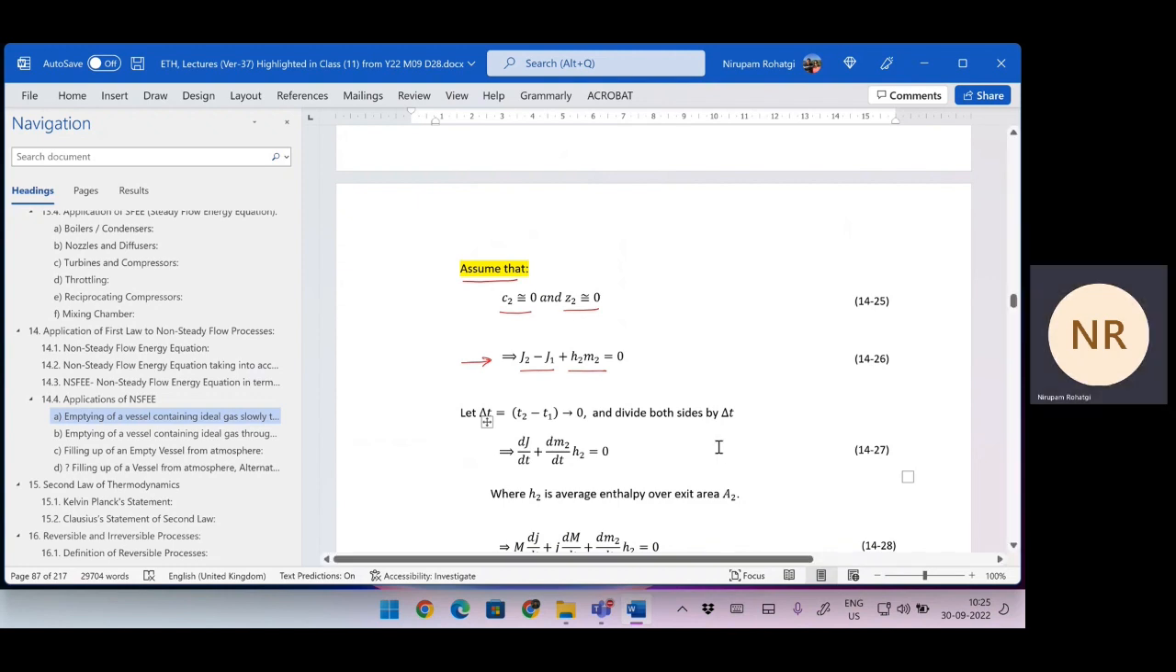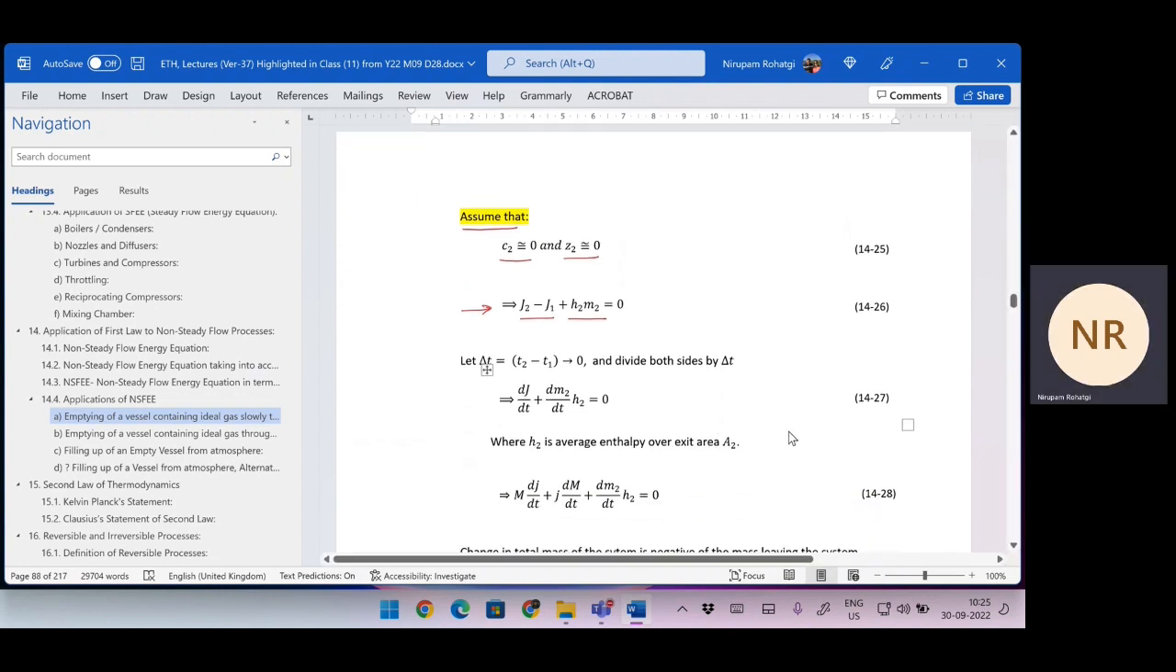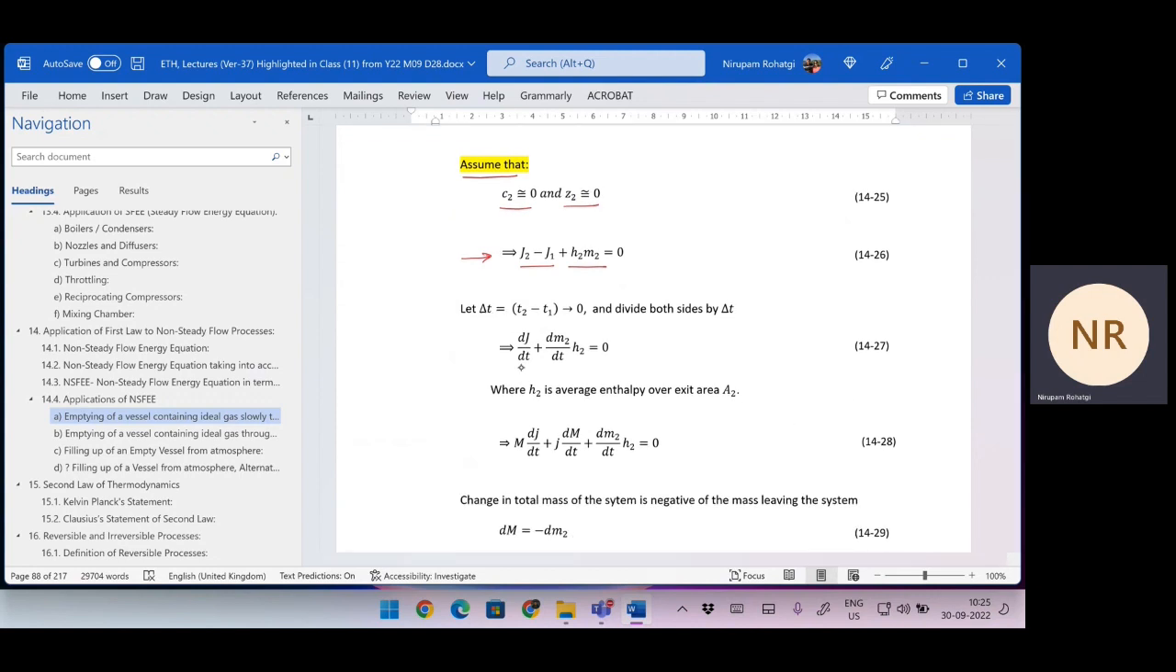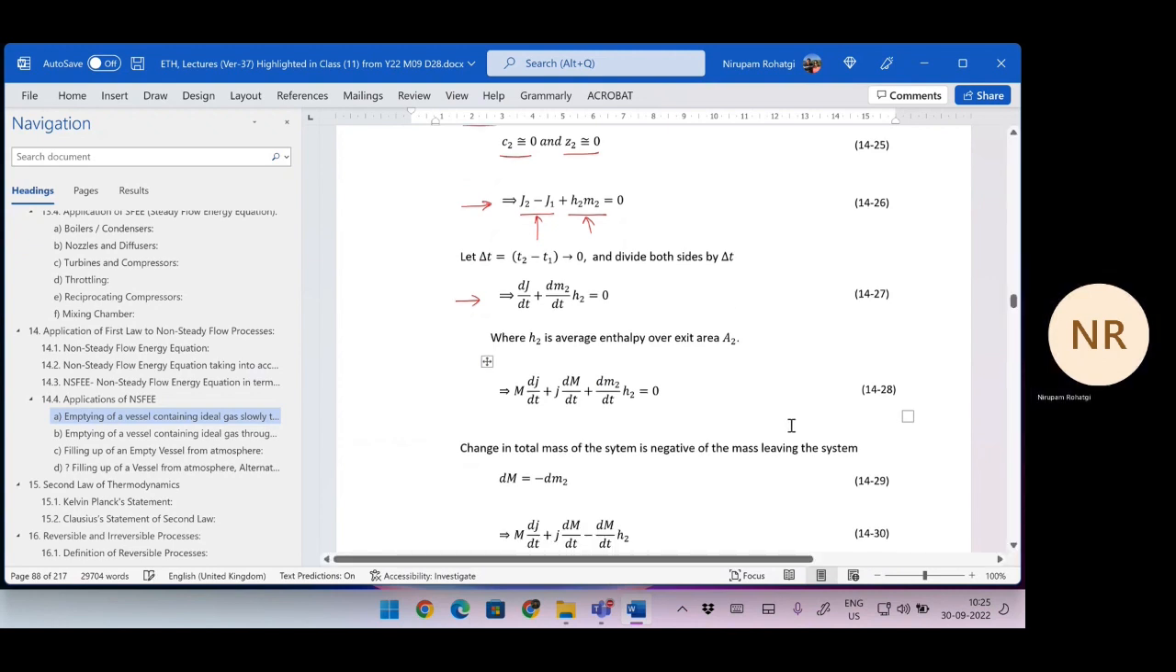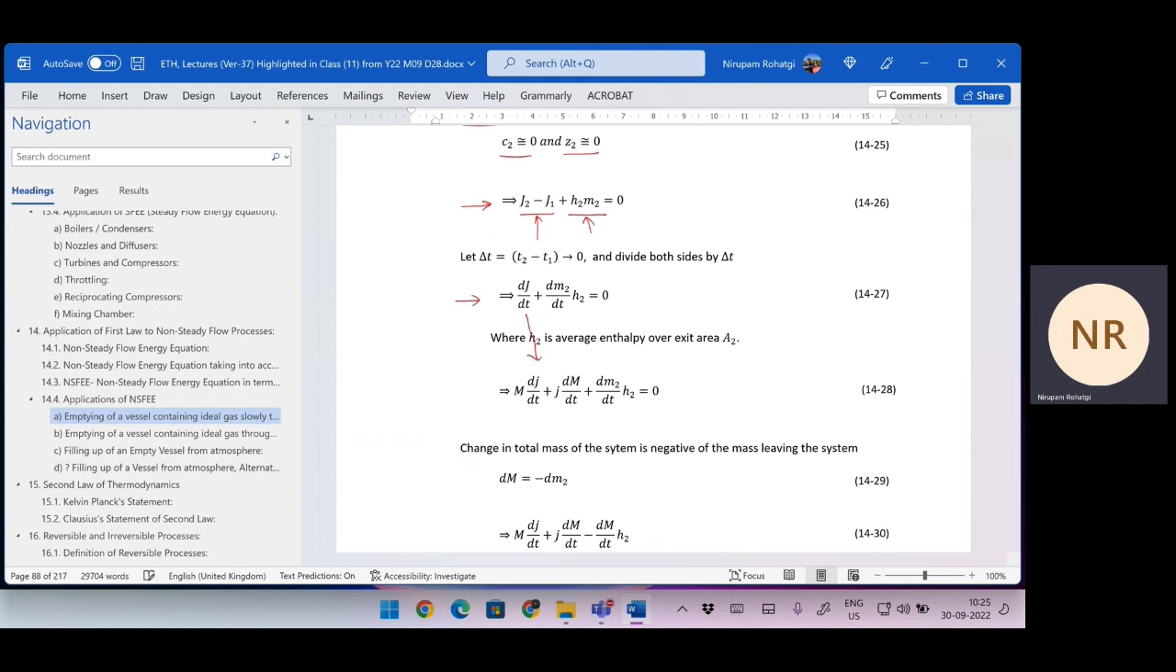Now, if you divide this equation by delta T, you get the equation. This will become dJ by dt, and this will become H2 into dm2 by dt. This is what you will get. Now you can break this into two parts. You will get m dj by dt plus j dm by dt, equal to dm2 by dt into H2.